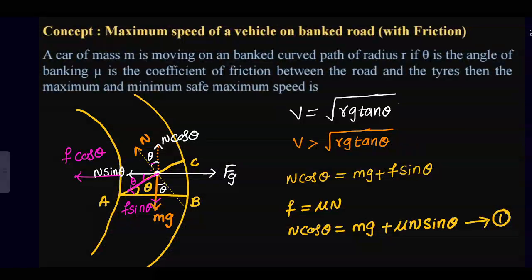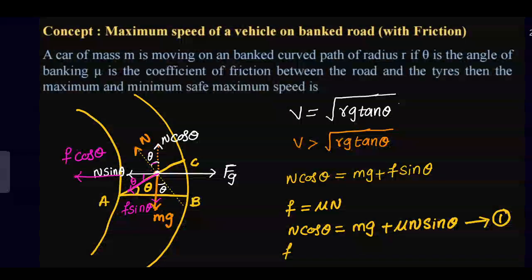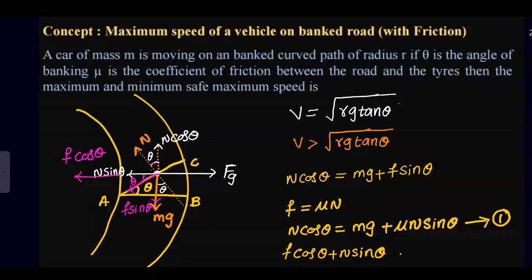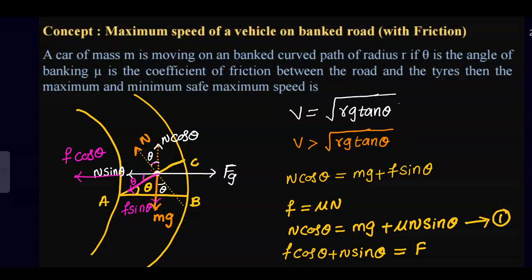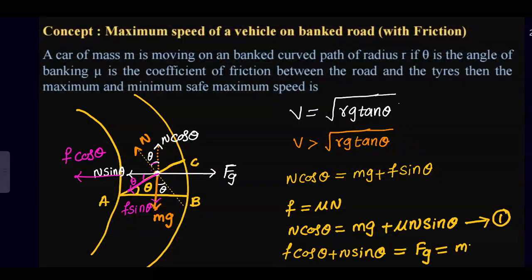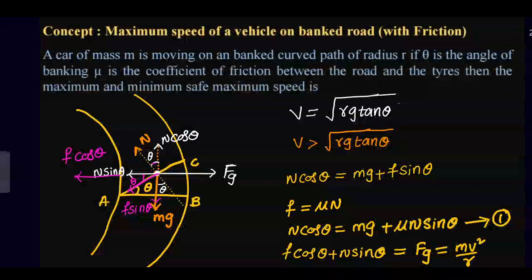Now left force equal to right force. Left force is equal to right force. So tell me now, what is the left force here we have? Yes, that is F cos theta. F cos theta plus N into sin theta, and which is equal to what? Tell me now. That is Fg. Fg means what? Tell me. Centrifugal force. That is equal to what? Tell me now. Mv square by R.